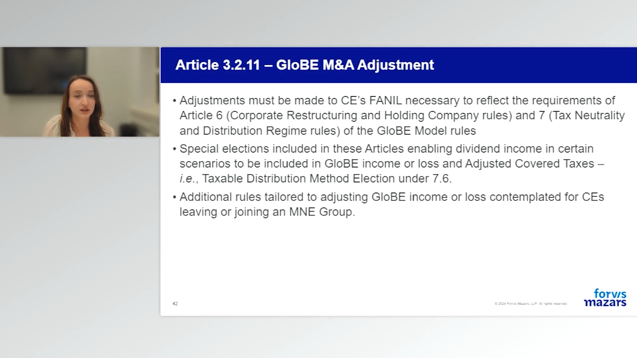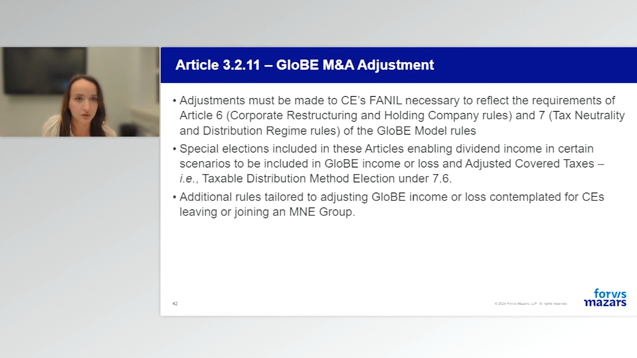And then next up is the GloBE M&A adjustments. There are certain adjustments that should be made to a constituent entity's GloBE income or loss to align with the rules in Chapter 6 and 7. There are special elections, which could include that specific dividend income is included in the income or loss and the adjusted covered taxes. There are quite some adjustments, so I don't think that we will discuss these adjustments in further detail today. But maybe Justin or Ashton, you have something to add to this?